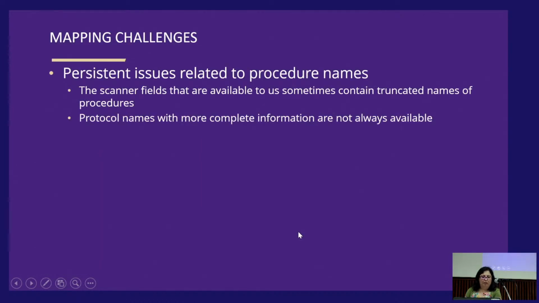So again, some of the mapping challenges: scanner fields that are available to us sometimes contain a truncated name of procedures. That's not totally spelled out what the procedure name is. Protocol names with more complete information are not always available. At our site, we might do a combo exam, like for trauma, we have a level 1 trauma center in Seattle, and we might do a head, neck, chest, or a neck, chest, pelvis, but the protocol name might just say neck.